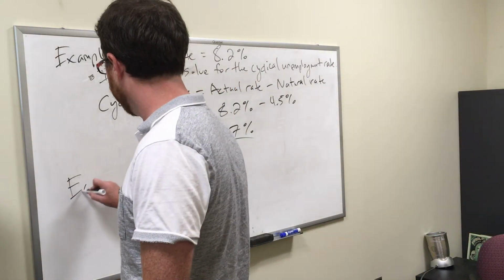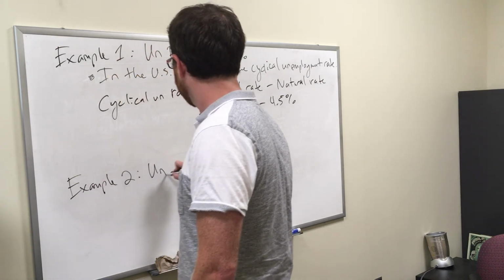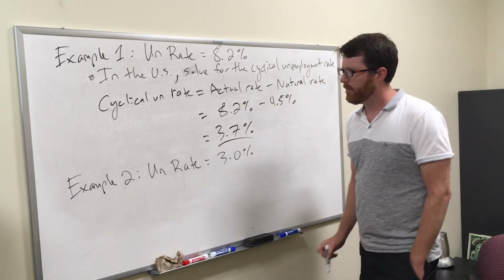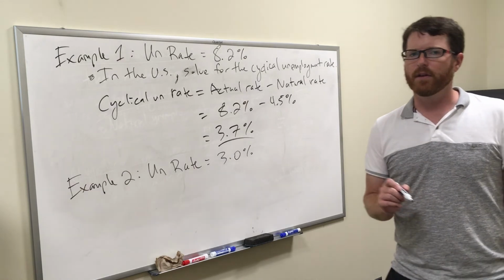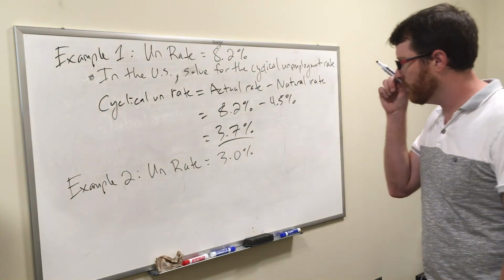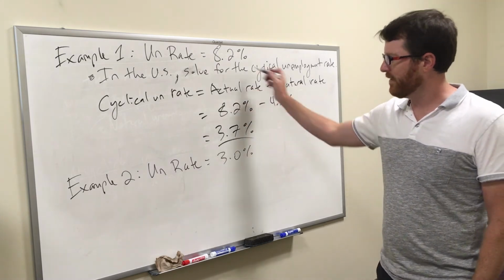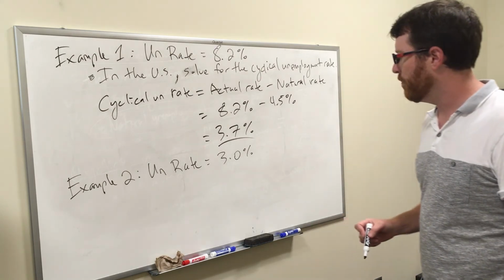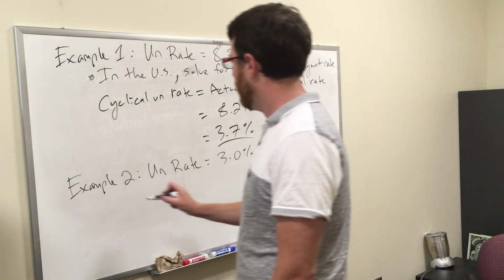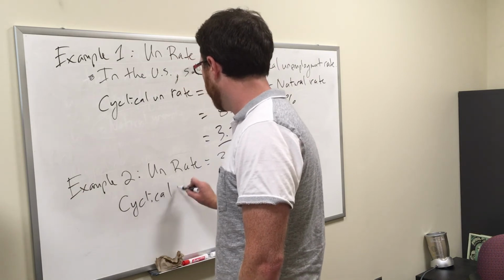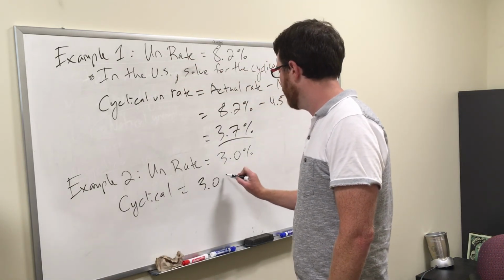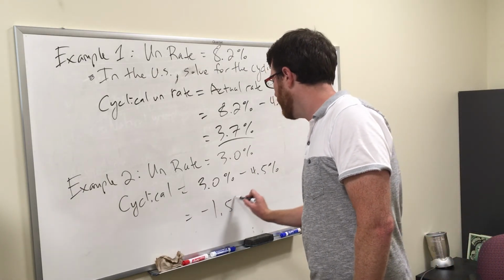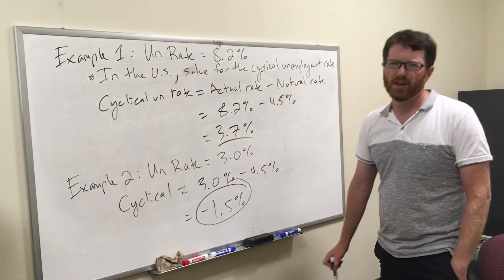Let me give you one more example here. Let's say the unemployment rate is 3%. Might sound impossible, but it's actually not. This is maybe a less obvious one. This seems a little strange, but this is actually possible and actually not that uncommon. In this scenario, the cyclical unemployment rate would be equal to 3% minus 4.5%. So we get a negative 1.5% cyclical unemployment rate.